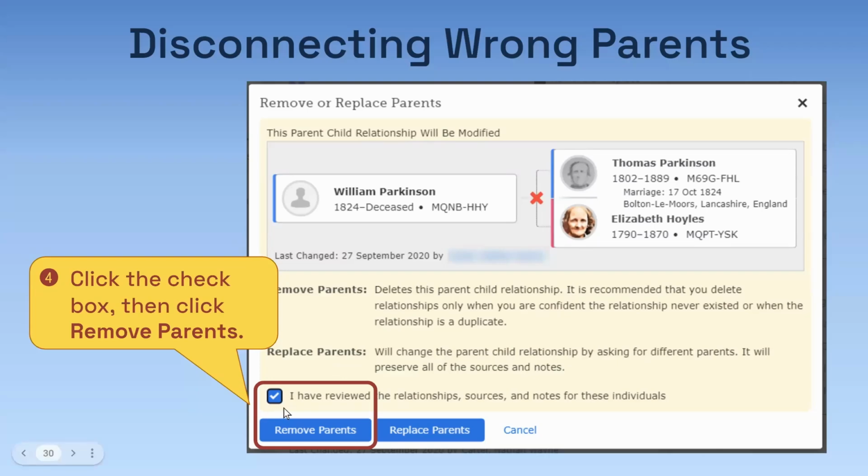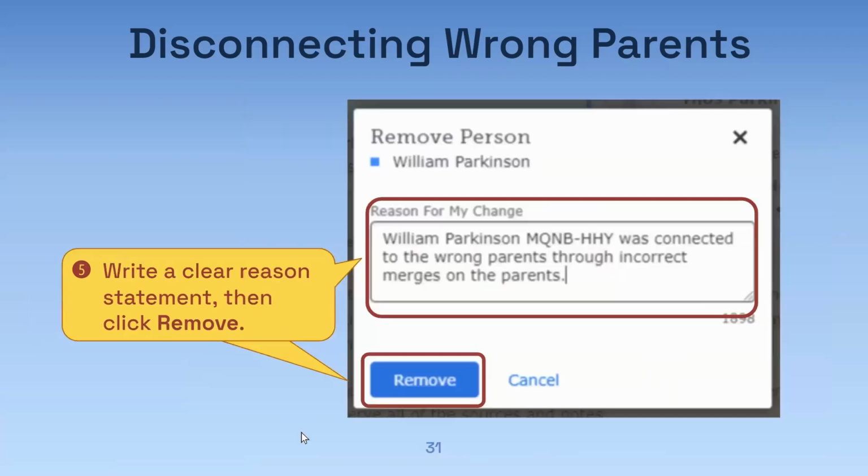Notice the little checkbox here that says, I have reviewed the relationship sources and notes. If you don't check that, these buttons will be grayed out and you won't be able to proceed any further. So this is a good sanity check to say, hey, did I look at this all really carefully to make sure that I'm doing the right thing? Well, last week we spent about an hour looking at it pretty carefully, so we're confident that we've done our due diligence and that we know the right thing to do. So we're going to click Remove Parents and then write a clear reason statement.